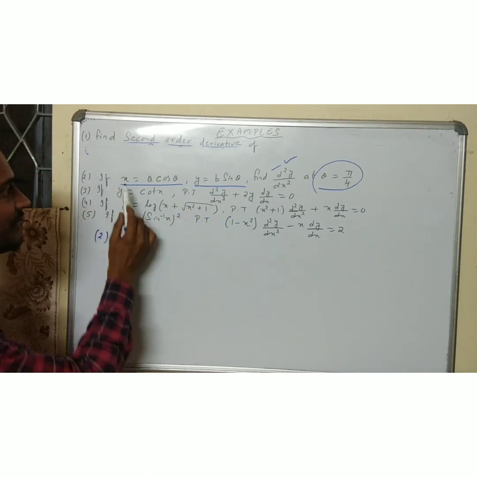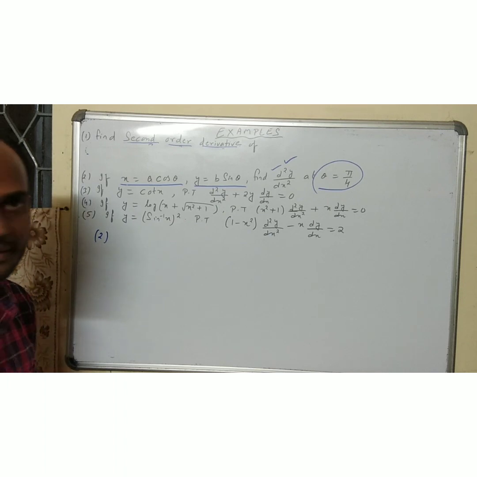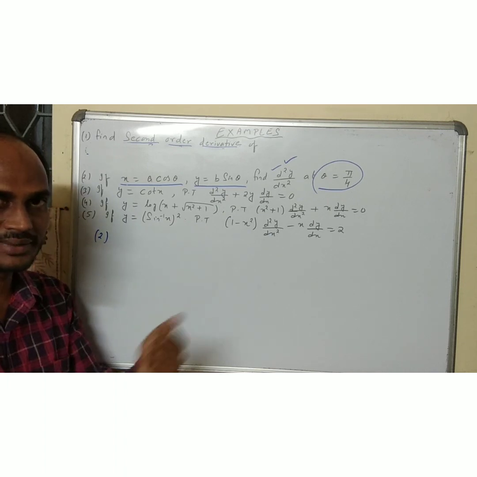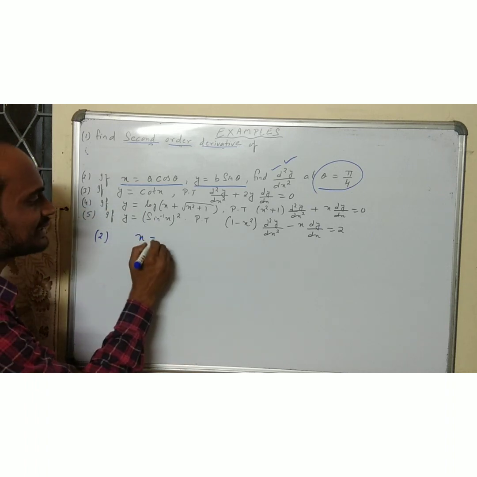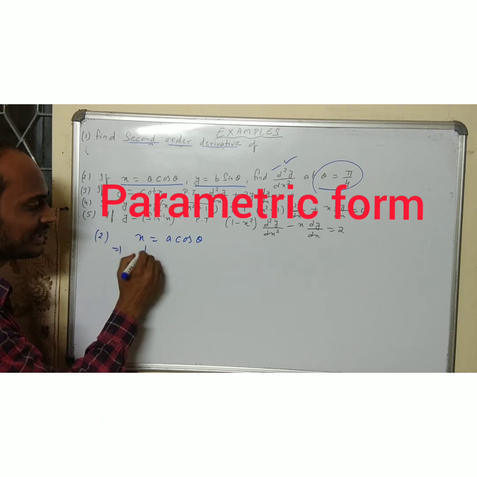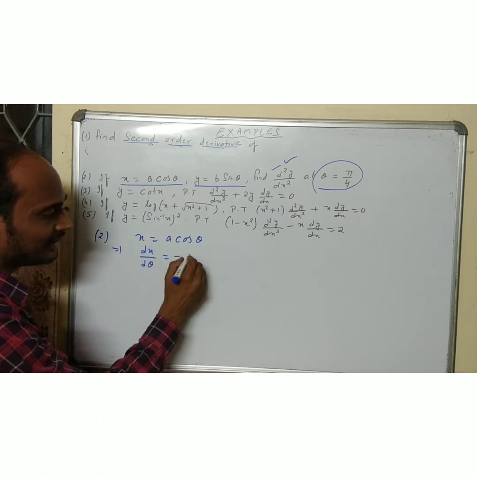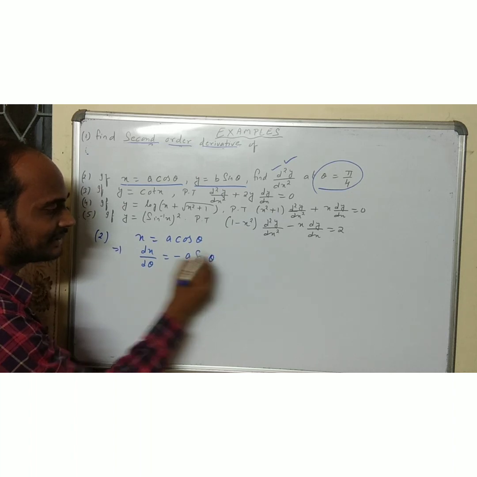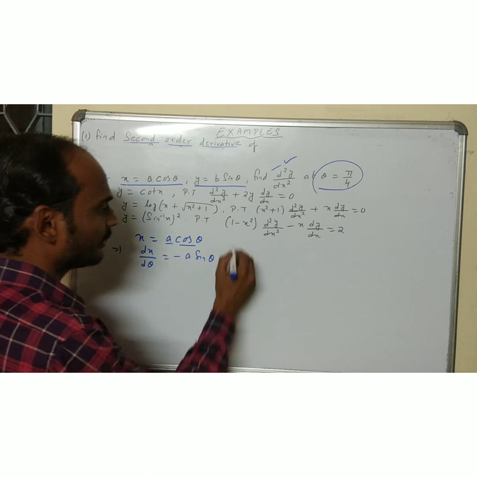But here you see x is in terms of theta, y is in terms of theta. So this is called parametric form, as we have done in differentiation previously. So x equals a cos theta is given. First you find the derivative of x with respect to theta, dx by d theta. So dx by d theta will be minus a sin theta. A is constant, and the derivative of cos theta is minus sin theta, that we got here.